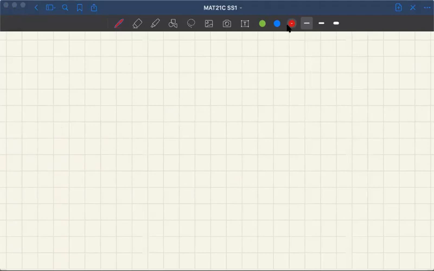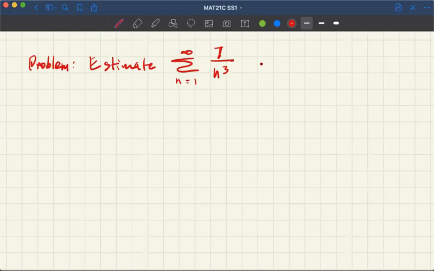Now let's see the problem. Estimate the summation of 7 over n cubed, n from 1 to infinity, to within 0.5 of its exact value.